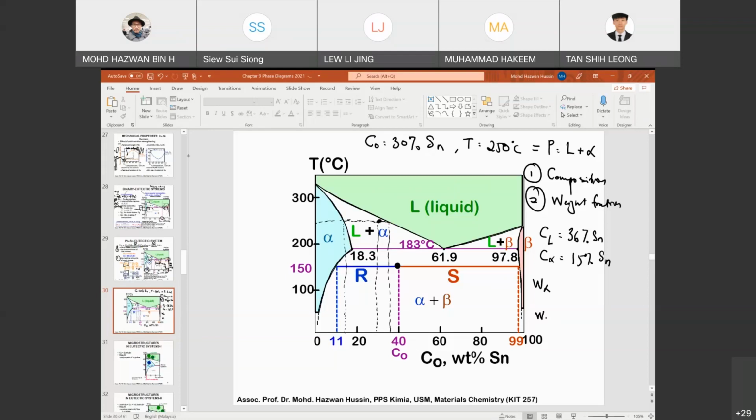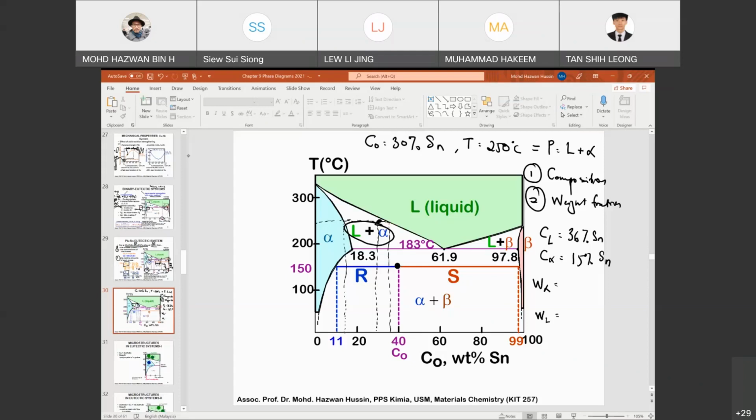Okay, since I've told you that for this question, we are looking at 30% of tin at 250, the phase is actually liquid plus alpha. So for the composition, we need to report the composition of liquid and also the composition of solid alpha. Even for the weight fraction, we need to report the weight fractions of liquid and also of alpha. So maybe for this one, it would be weight percent W alpha and another one WL, for liquid.